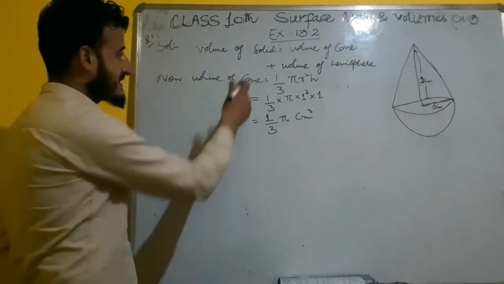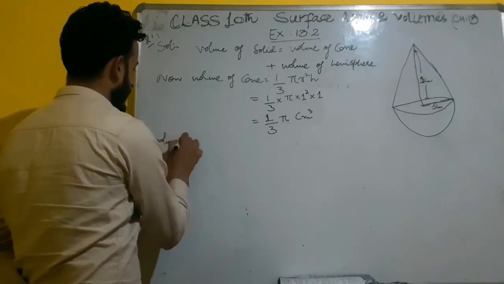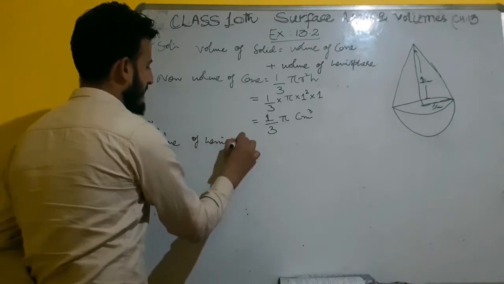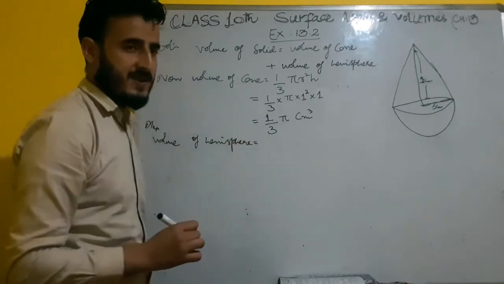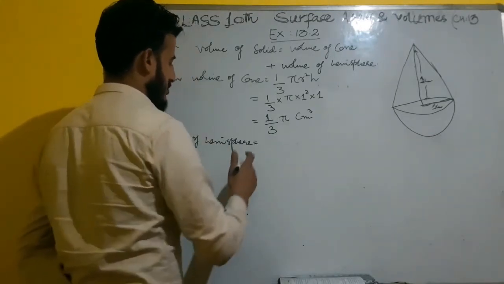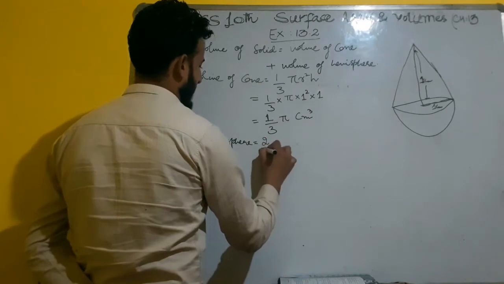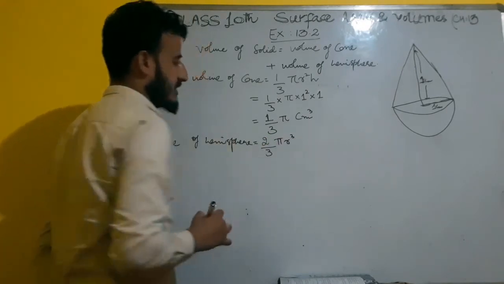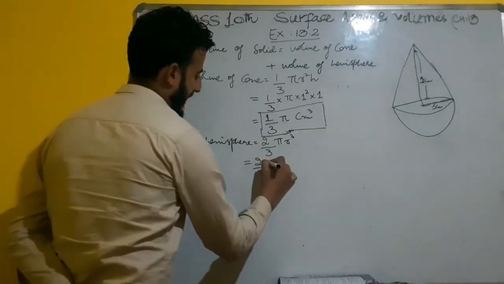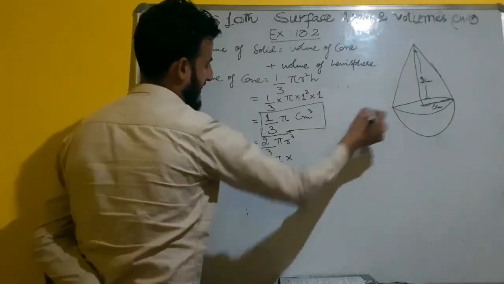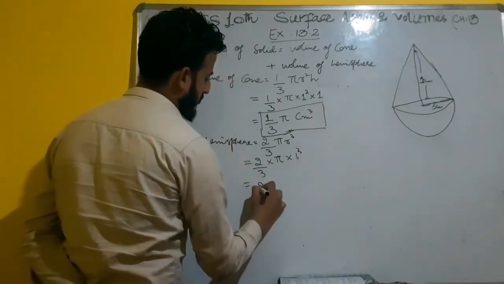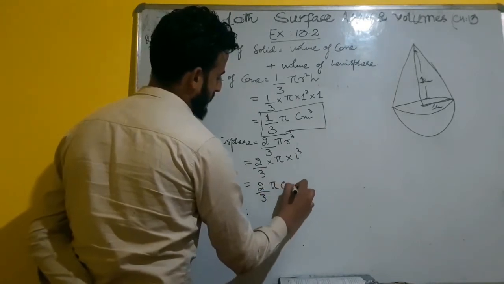Now moving to the next, that is the volume of the hemisphere. The volume of the hemisphere is always equal to 2/3 pi r cube. You need to remember the formula, 2/3 pi r cube. R cube means the radius is 1, so 1 cube, and it will become 2 by 3 pi centimeter cube.